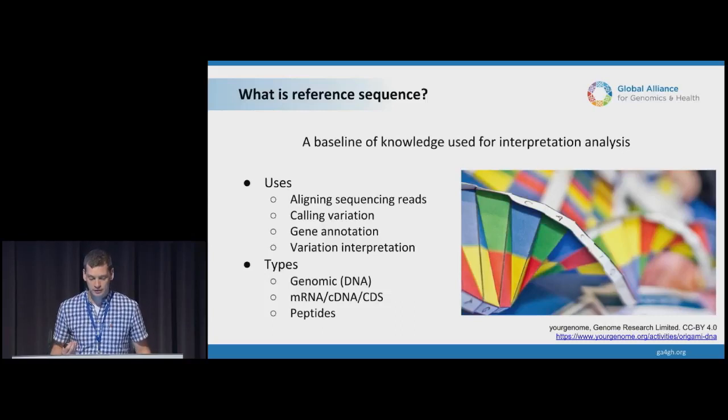Certain uses that we have for this are things such as aligning sequencing reads, calling variation, gene annotation, variation interpretation, and there are different types of reference sequences as well. Genomic, mRNA, cDNA, CDS, peptides, all of these are used commonly within bioinformatics analysis pipelines. Primarily, I'll be concentrating on genomic reference sequences during this talk, though.